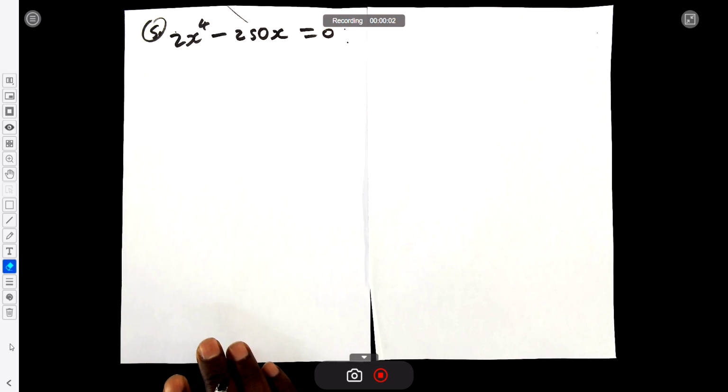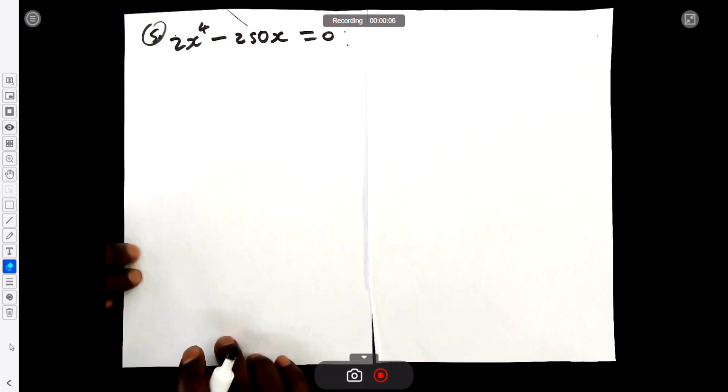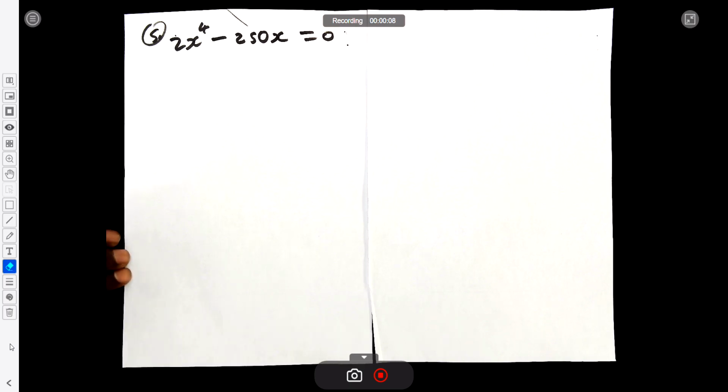We need to solve for x. Solve for x. So in solving for x, we have 2x to the power of 4 minus 250x equals 0.